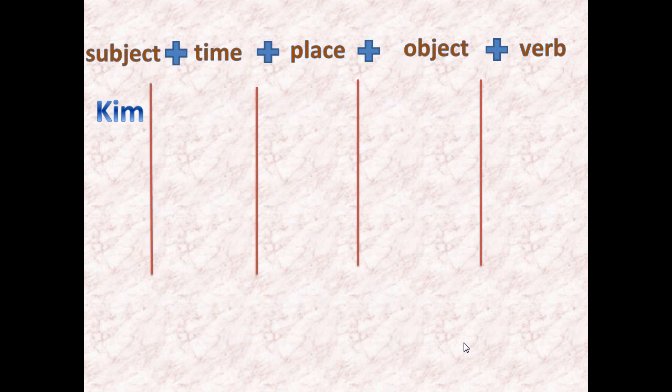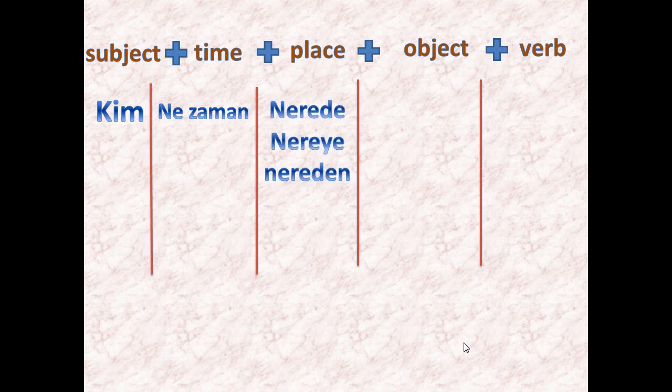Here we have the question words. We have kim for subject, ne zaman for time, nerede, nereye, nereden. Nerede means where, like where is it, nereye means to where, nereden means from where. So that's how we ask about the place.